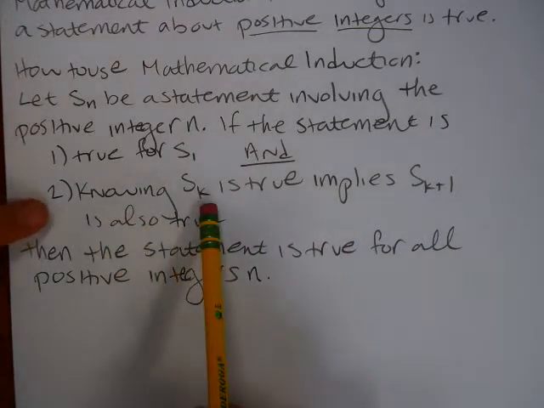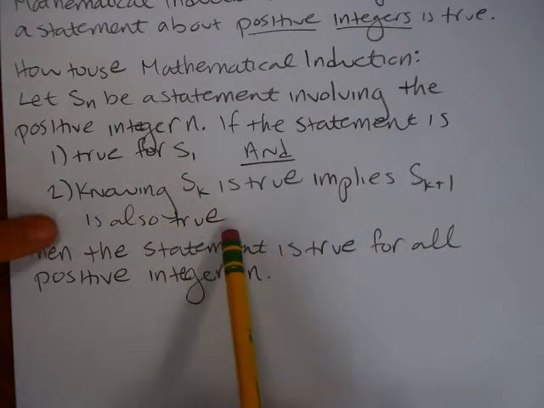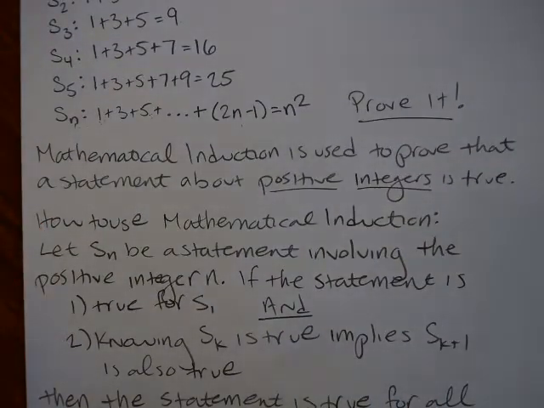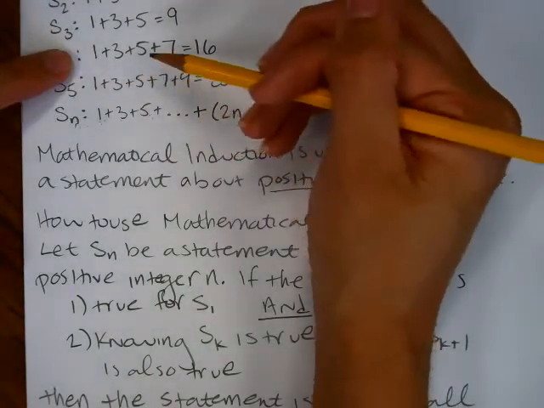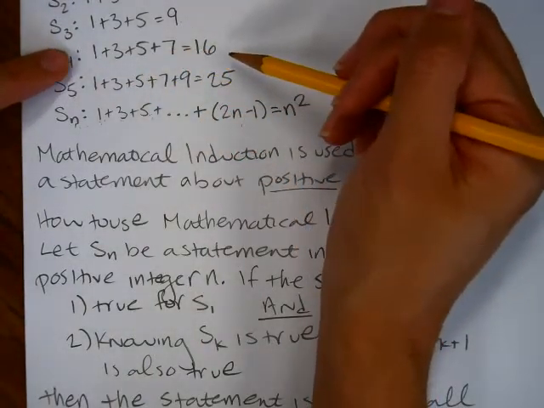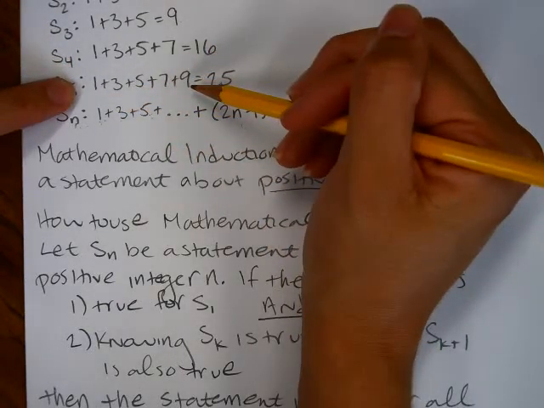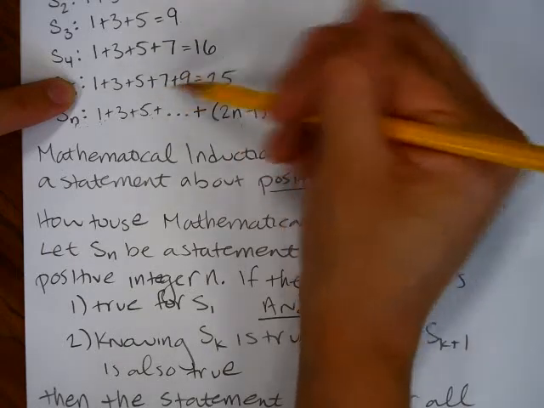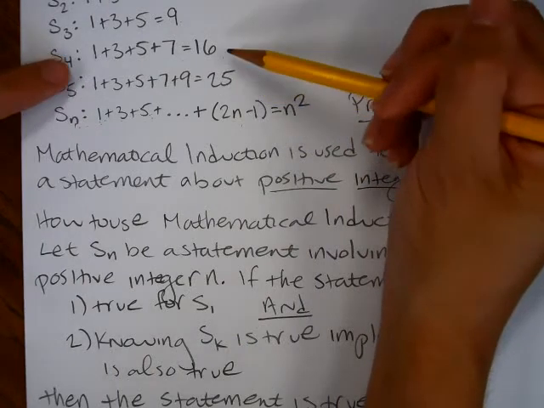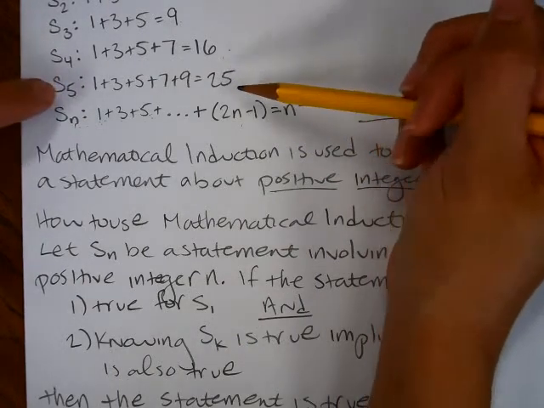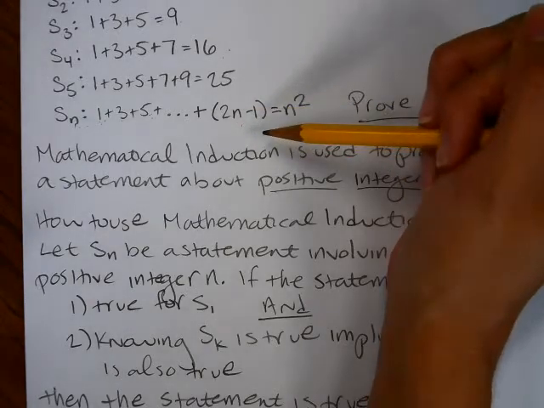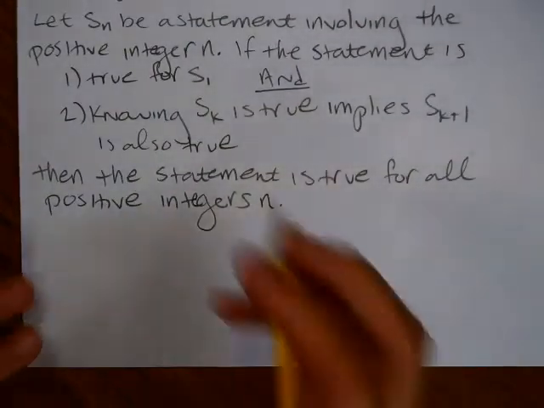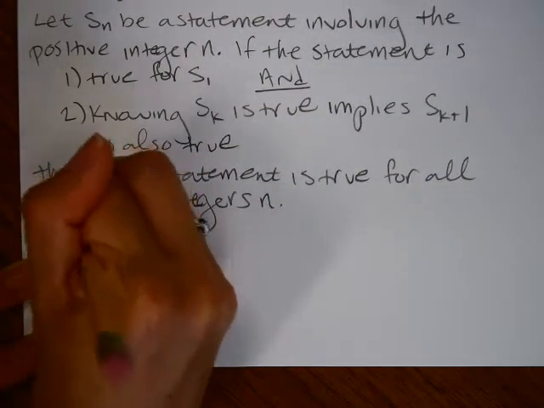And knowing Sk is true implies Sk plus 1 is also true. Well, it's a little bit harder to show from here, but that would be like saying, I know that 1 plus 3 plus 5 plus 7 is 16. Does that mean that if I add the odd numbers from 1 to 9, I'll get 25? Well, yeah, if I add 9 here and add 9 here, it works. So I've shown that since this one is true, the next one is true as well. Now we're going to have to be a little bit more precise about it, but that's kind of the idea behind induction. Now, in order to do this, we are always going to have 3 steps.